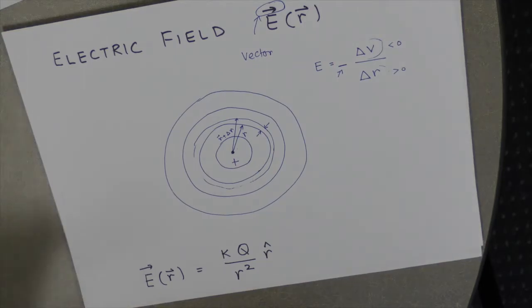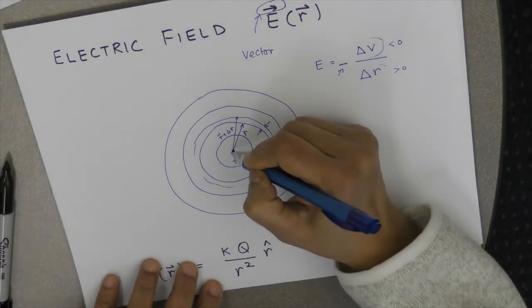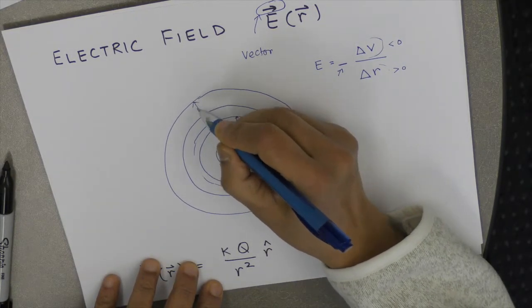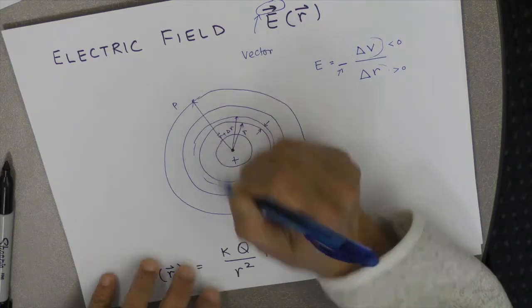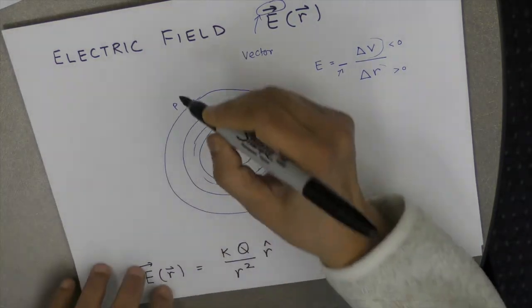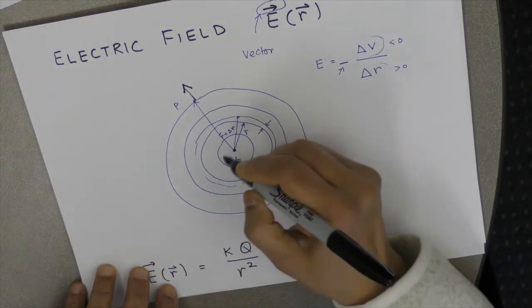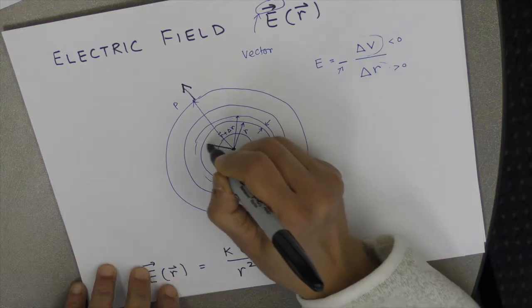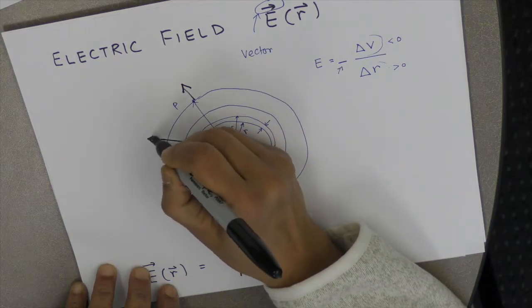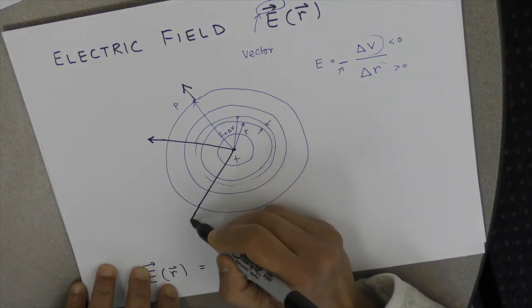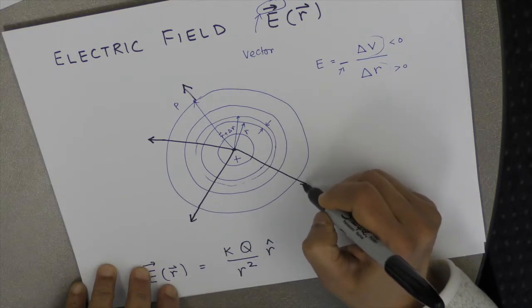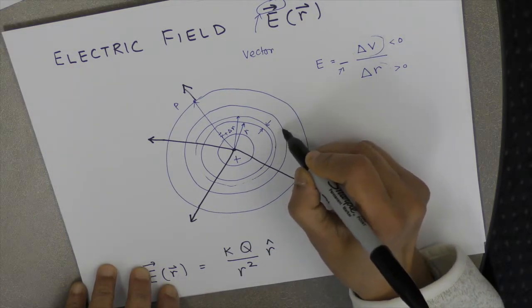The direction of the electric field at any point, if you pick a point here, P, for a positive charge is outward, radially outward. So at every point here, you can make a radius pointing outward, and that would be the direction of the electric field at any point.